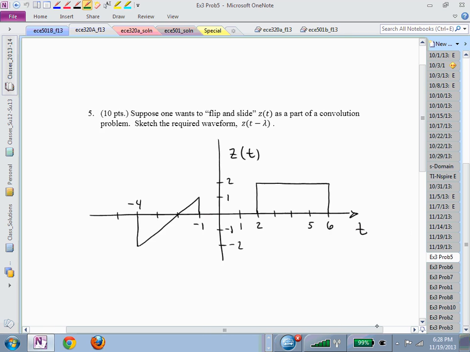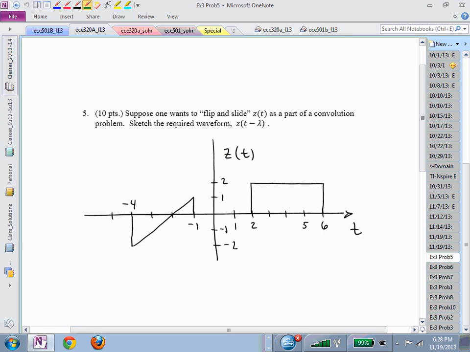So here is a specific problem, and I think this is from the spring of 2012 exam. Here is one of the problems. It says, suppose you're given this waveform, z of t, and it's a part of a convolution problem. Maybe this is the input that you're exciting your system with. And somewhere else in the problem statement, you're given the circuit or the impulse response. But in this problem, so read these problems very, very carefully. In this particular problem, all I'm asking you to do is find a flipped and slid version of this waveform.